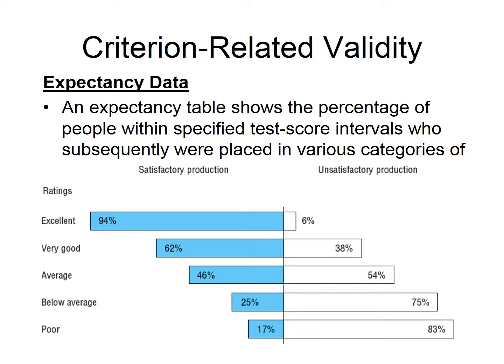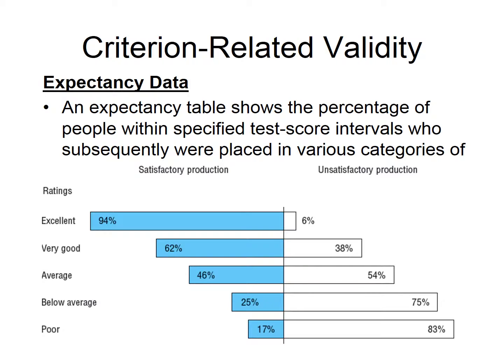in various categories. So, for example, if we have a measure that is supposed to predict performance in an organization, and the ratings of that measure are from poor to excellent, we can actually ask then, the people that got an excellent rating, how many of them actually performed adequately in an organization? And how many didn't? So the blue bars are how many people actually were satisfactory in their production. And we find in this example, our expectancy data shows, and again, this is a predictive validity study because we first gather those initial ratings.